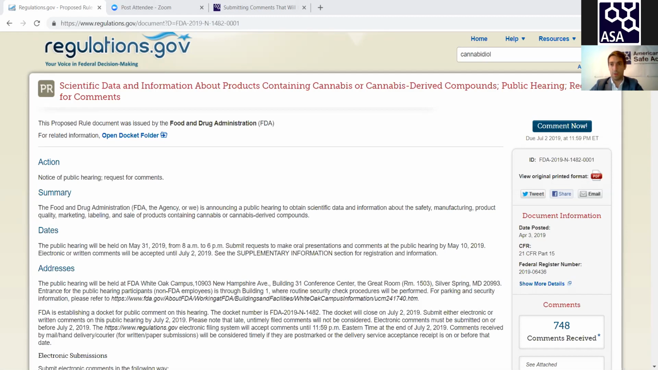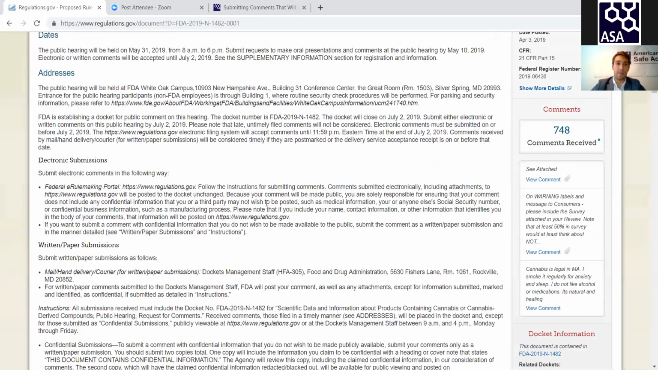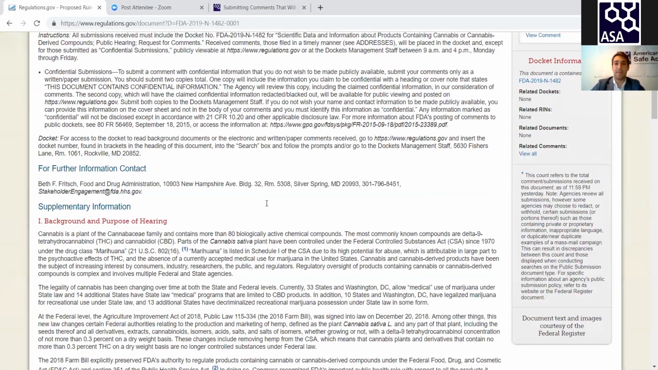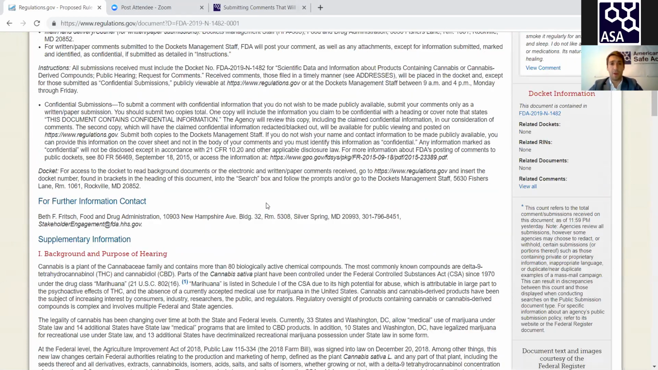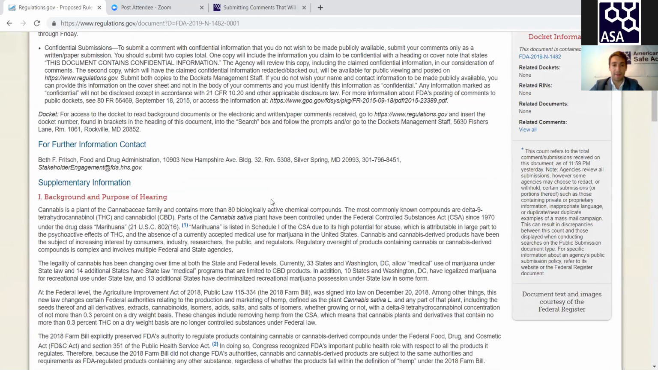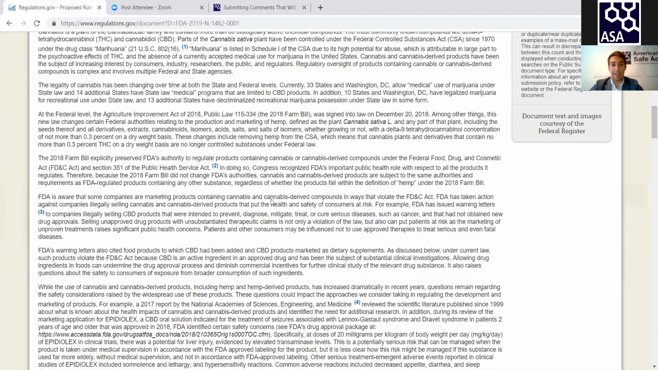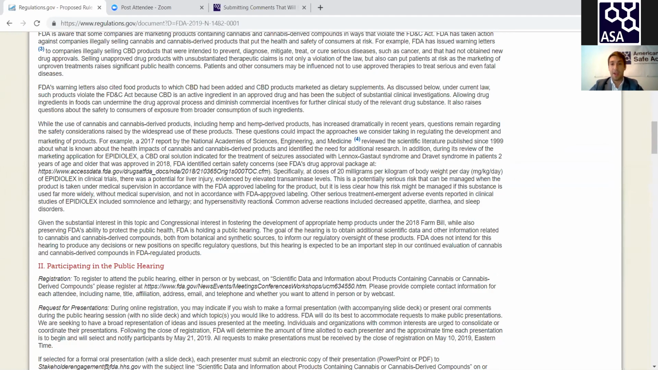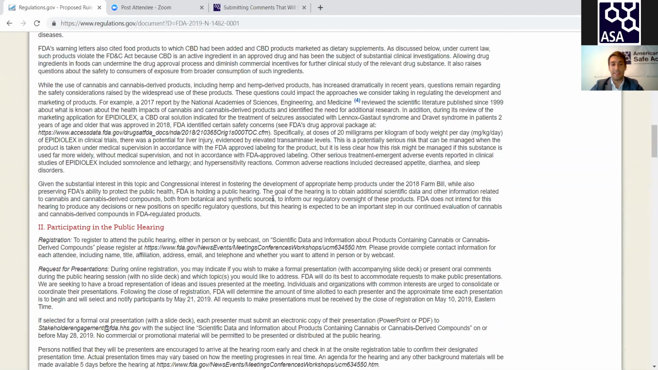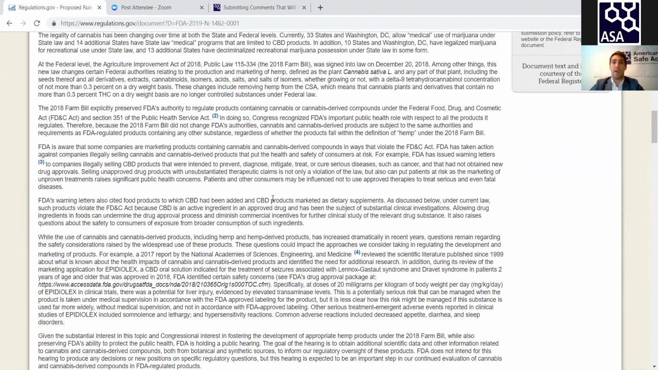So I want to go back to the web page and highlight a few other things. Before you submit your own comment, I highly recommend that you read through the entire notice. It is a lot, it is very dense, but it will give you a good idea of what exactly the FDA is looking for.